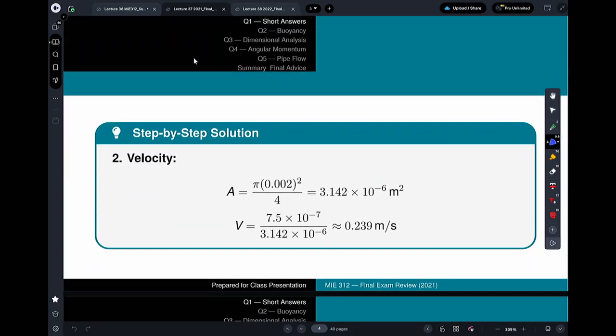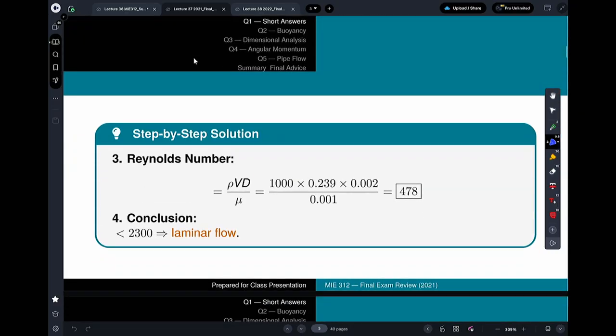The area per nozzle, you then calculate 0.002 squared over 4, and you end up with 3.14 times 10 to the minus 6 meters squared. Velocity is just going to be Q over area, and you get a Reynolds number of 478. And that's going to be lower than what we've defined as turbulent. Very much lower.